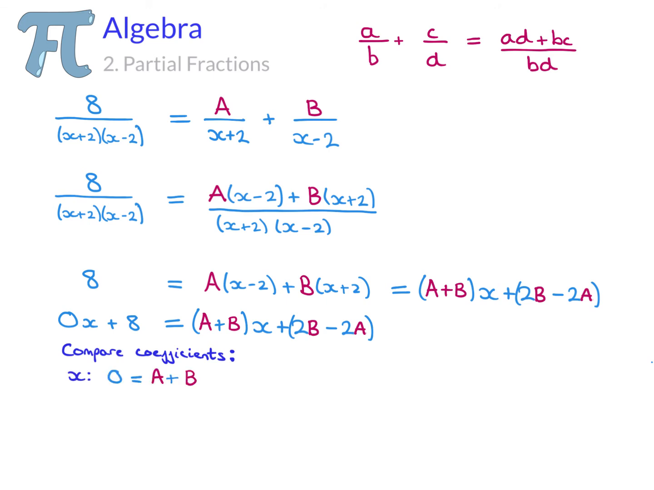The coefficient on the x is a plus b, which must be equal to 0, since there is no coefficient on the x on this side. And the constant term, minus 2a plus 2b, must be equal to 8. Solving these simultaneous equations tells us that a is minus 2 and b is 2.